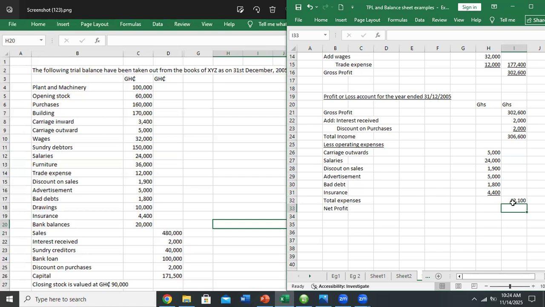Yes. So that one will be how much? 264,500, and that is our net profit. So, professors, this is how you prepare your profit and loss account, right?